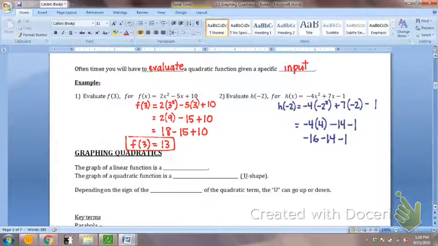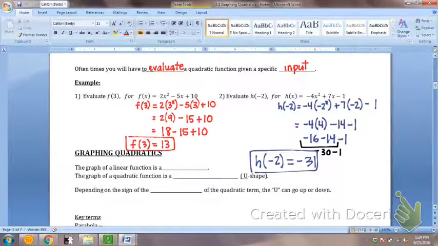Paula, what'd you get? Negative 29. Negative 31? Yep, negative 31. Negative 16 minus 14 is a negative 30. Oh, wow. And negative 30 minus 1 is a negative 31. This is why we're practicing. Now it says h of negative 2, so you need to make sure that you use h of negative 2 as your answer. Okay, any questions on that part?